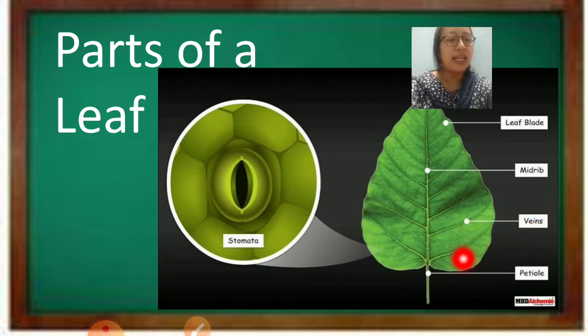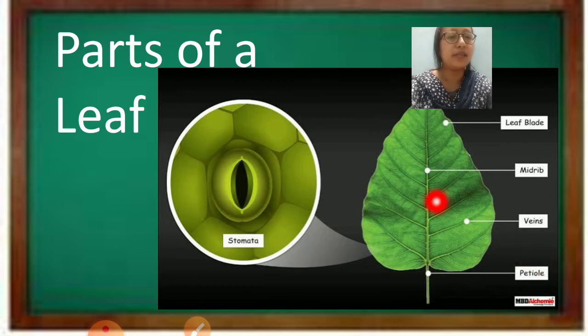At the end you can see here the midrib is going down, and there is a small stick-like structure that is called your petiole. This petiole is not mentioned in your book, but still I have given it here. So the different parts of your leaves are your leaf blade, your main vein or your midrib, and your veins. Also petiole is mentioned here, but it is not mentioned in your book.